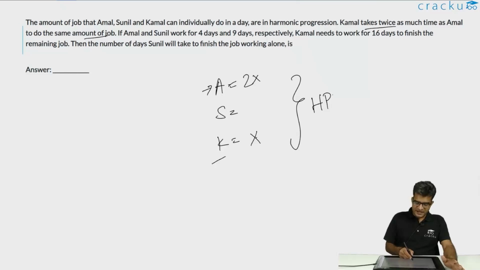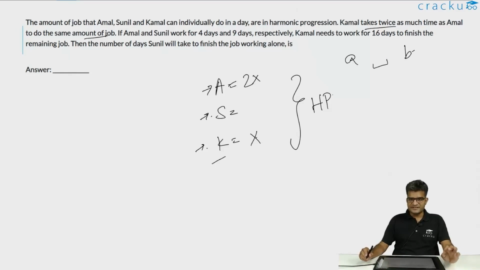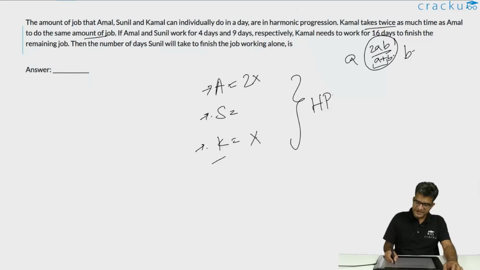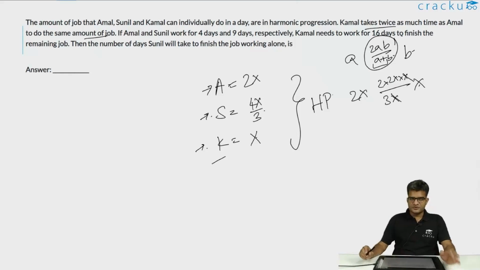Because these three are in a harmonic progression, we can calculate the amount of work done by Sunil. How can we do that? If a and b are two numbers, their harmonic mean, that is the middle term, will be equal to 2ab divided by a plus b. This is the harmonic mean of a and b. What is the harmonic mean of 2x and x? The harmonic mean of 2x and x will be 2 times 2x into x divided by 2x plus x, which is 3x. This is equal to 4x by 3. So the amount of work done by Sunil in the same time will be 4x by 3.